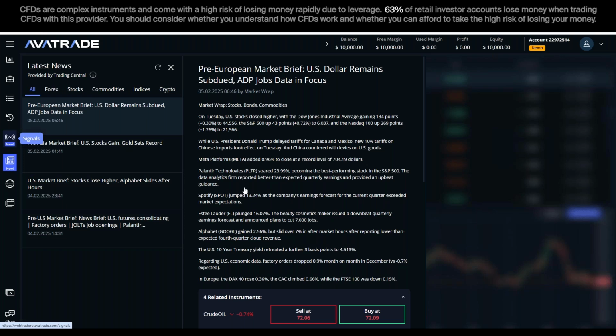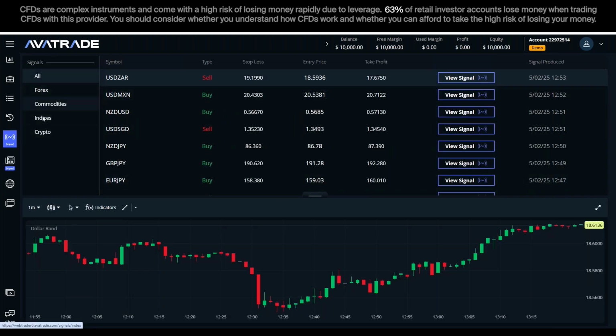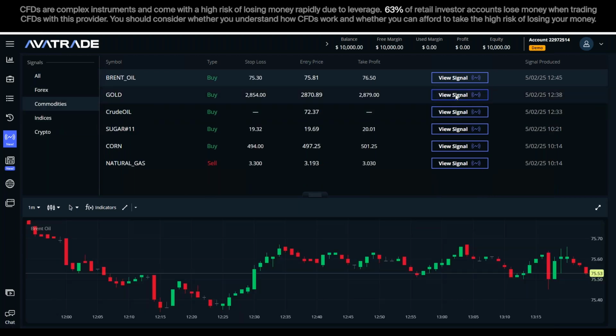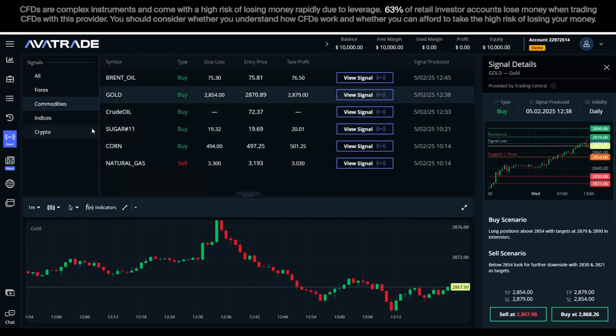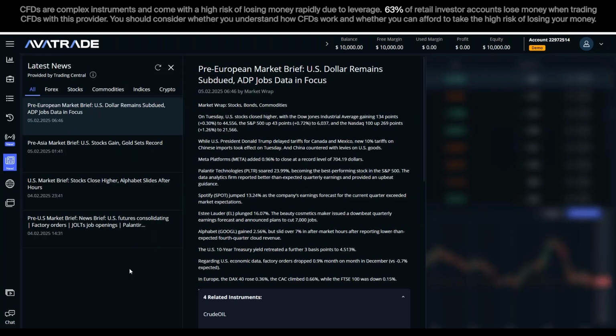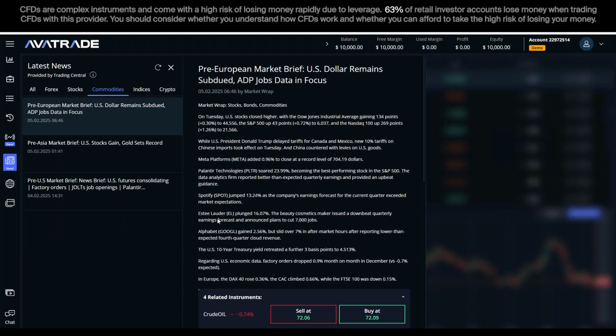categories, the same way we had with the signals. As you can see, with the signals, we can choose what category we want. Maybe if we want gold as an example, so you can see. So in here, it's similar. We can click here on news and maybe also go to commodities, just as an example.